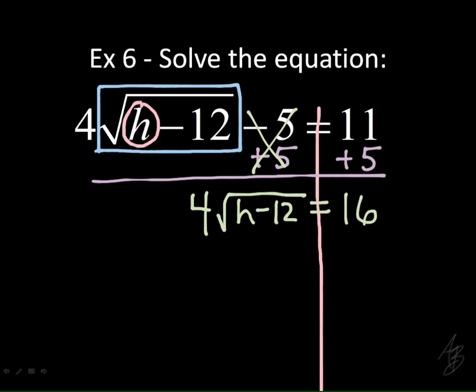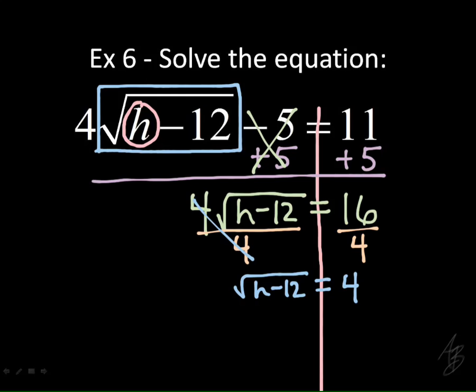So what do we have to do to get the square root by itself? How do we get rid of that 4? Divide by 4, exactly. So we're going to divide by 4 on both sides. When I divide by 4 on the left side, the 4's cancel. And what's left? Square root of h minus 12. And on the right side? Okay. Now what?